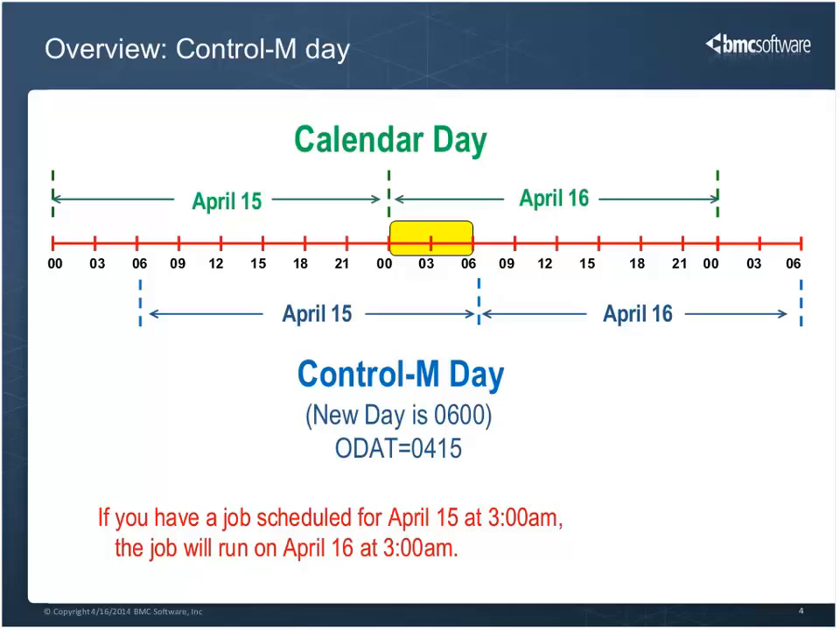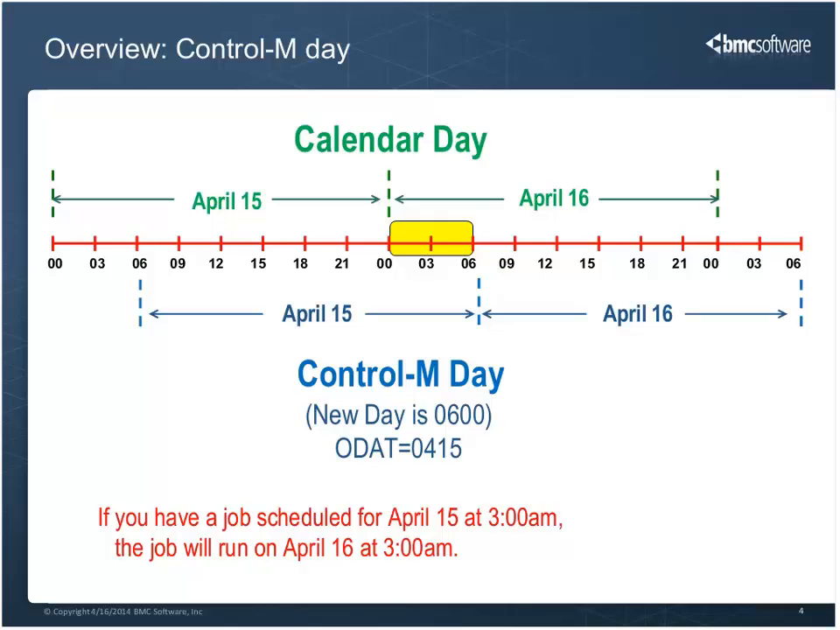In Control-M, the day is denoted by the ODAT symbol, and you'll see that reference in some condition names that you create, or when you manually order in jobs, you have the chance to order in with a specific ODate.